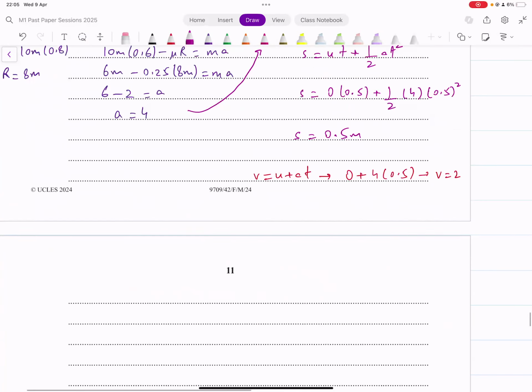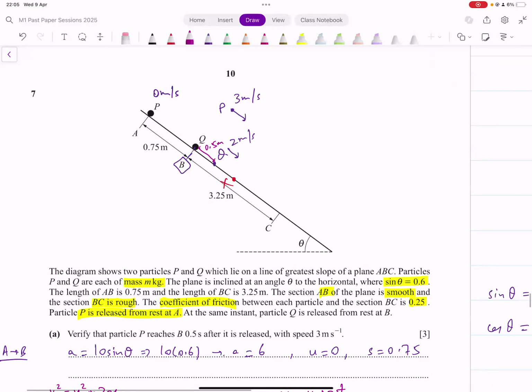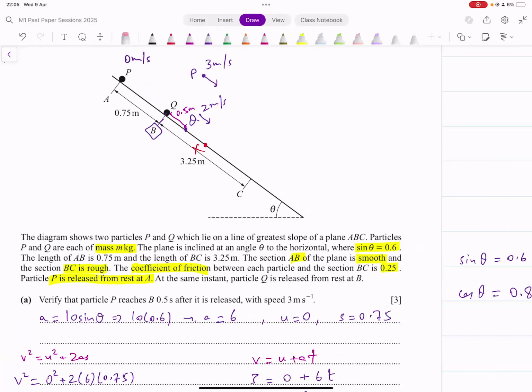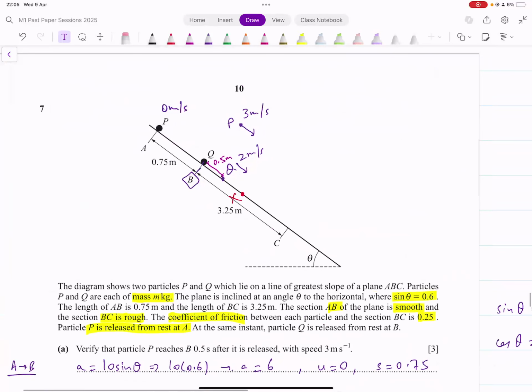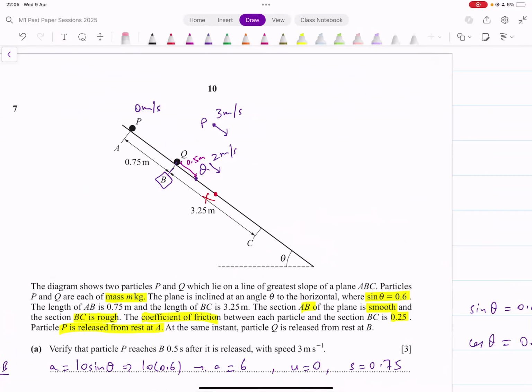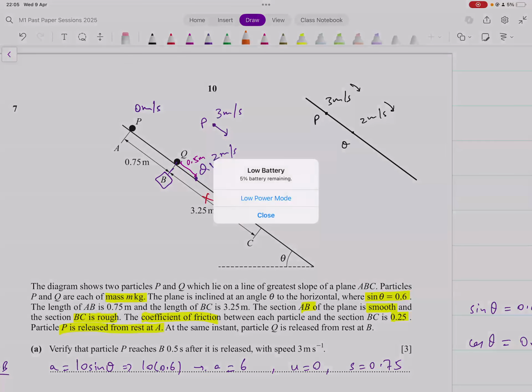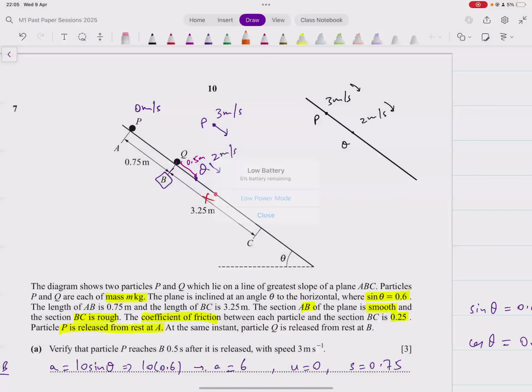Now, my drawing skills are not very good, but I'll try to show this to you like this, just to make it clearer, because some people might be getting confused by those different lines that I have there. So it's a straight line like this, and P is here, moving at 3 meters per second. Q is here, moving at 2 meters per second. Both are moving down the plane. This distance is 0.5. That's what the situation is.